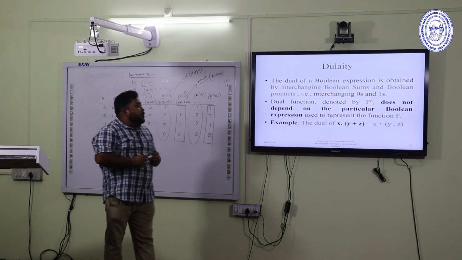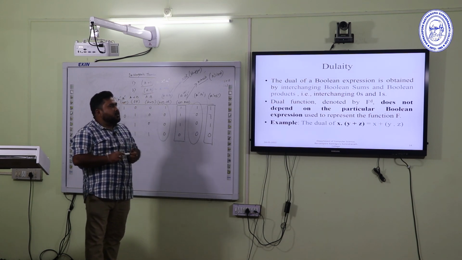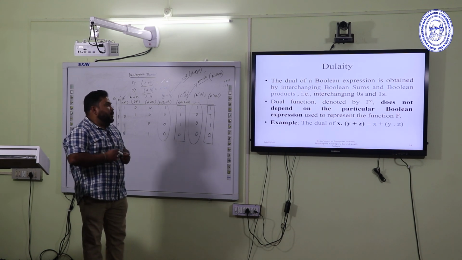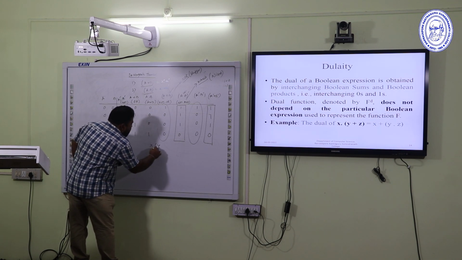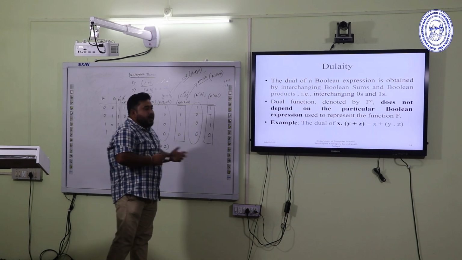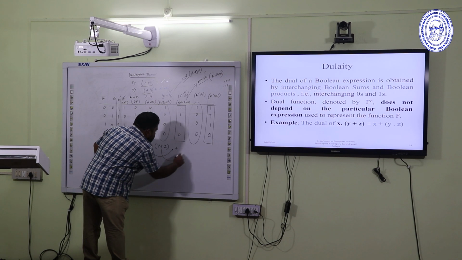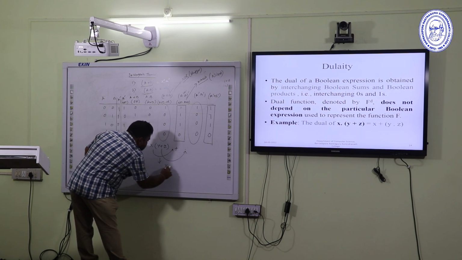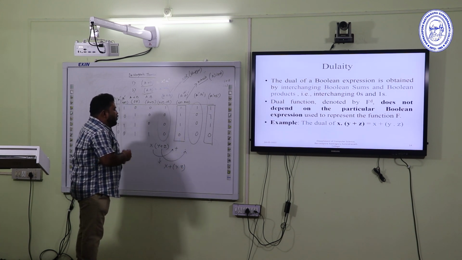Next comes the principle of duality. It means the dual of a Boolean function or expression is obtained by interchanging the Boolean sum and Boolean product. If we take an example, x dot y plus z, and take the dual of this expression, the dot should be replaced by plus and plus should be replaced by dot. So that gives x plus y dot z. It is the dual of this function.